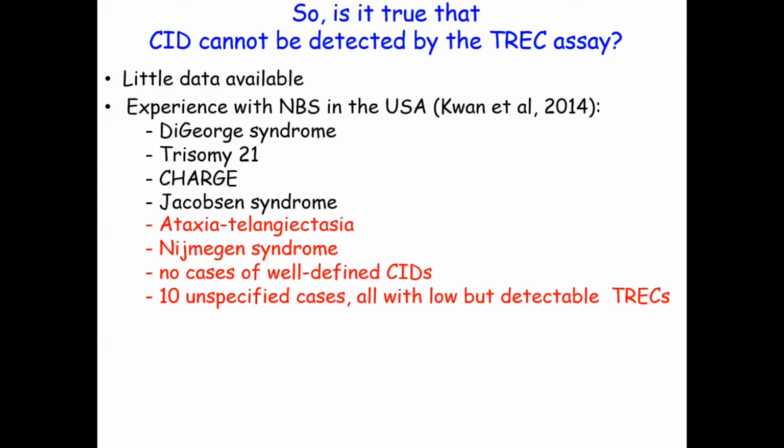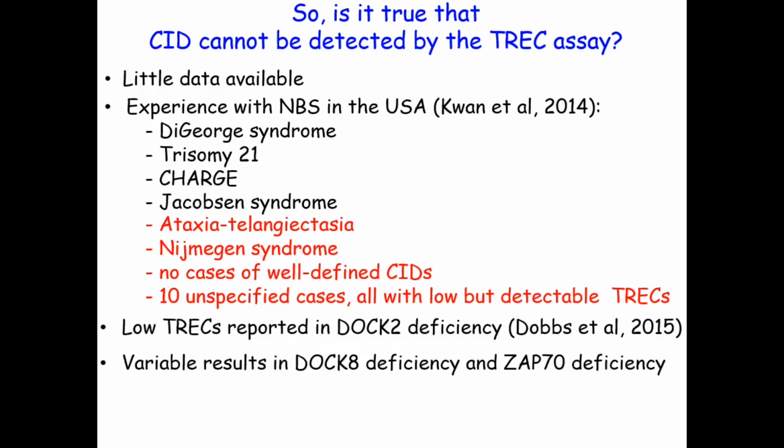Also of interest, in that study, Dr. Pak reported 10 unspecified cases, all with low but detectable TRECs, that we don't know what the molecular basis is. So the good answer would be that we would need to study at the genetic level also these cases to find out whether any of those, in fact, was mutated in a gene responsible for a combined as opposed to a severe combined immunodeficiency. We have recently reported on a new form of combined immunodeficiency, which is called DOC2 deficiency.